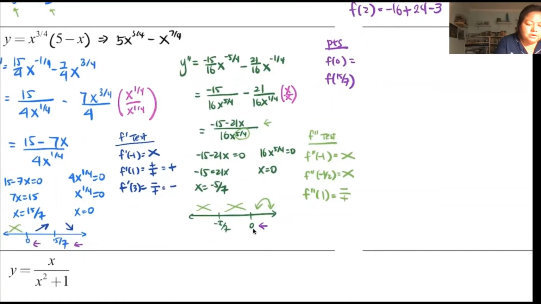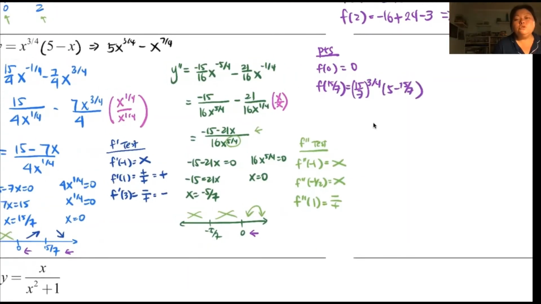F of 0 is nice because it's 0: you plug in 0 here, and 0 times 5 minus 0 is still 0. 15 over 7 is a little trickier, right? It's 15 over 7 to the 3/4 power times 5 minus 15 over 7. We don't know the exact value because that is really a nasty answer. But what you do know is 15 over 7 is a positive number to an odd power, and then the 4th root of that is going to be a positive number. 5 minus 15 over 7 is still going to be positive. So I'm going to say that this is a positive number greater than 0, obviously. So it's something above.